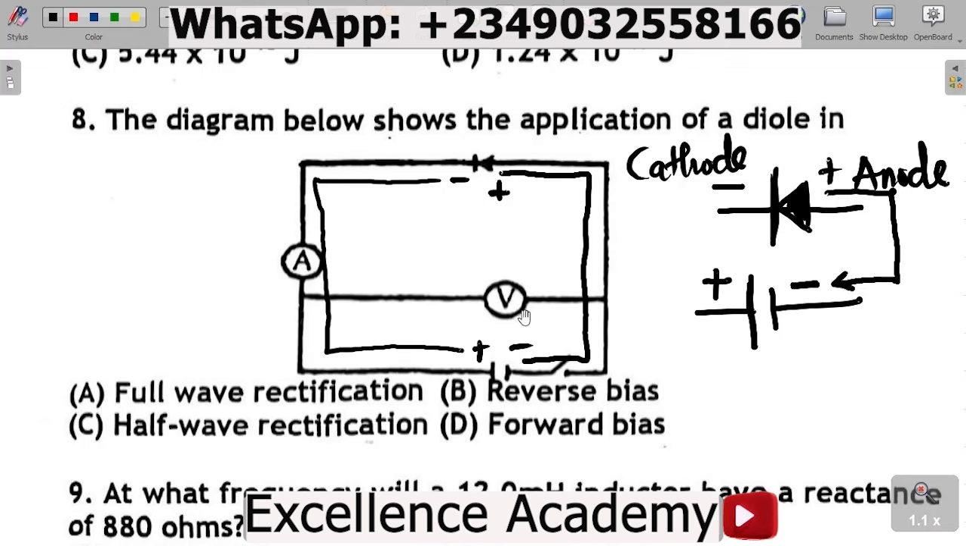So actually we need a resistive diode, but it's not in this diagram. So for this question here, the answer becomes reverse bias. So the answer is option B, reverse bias.